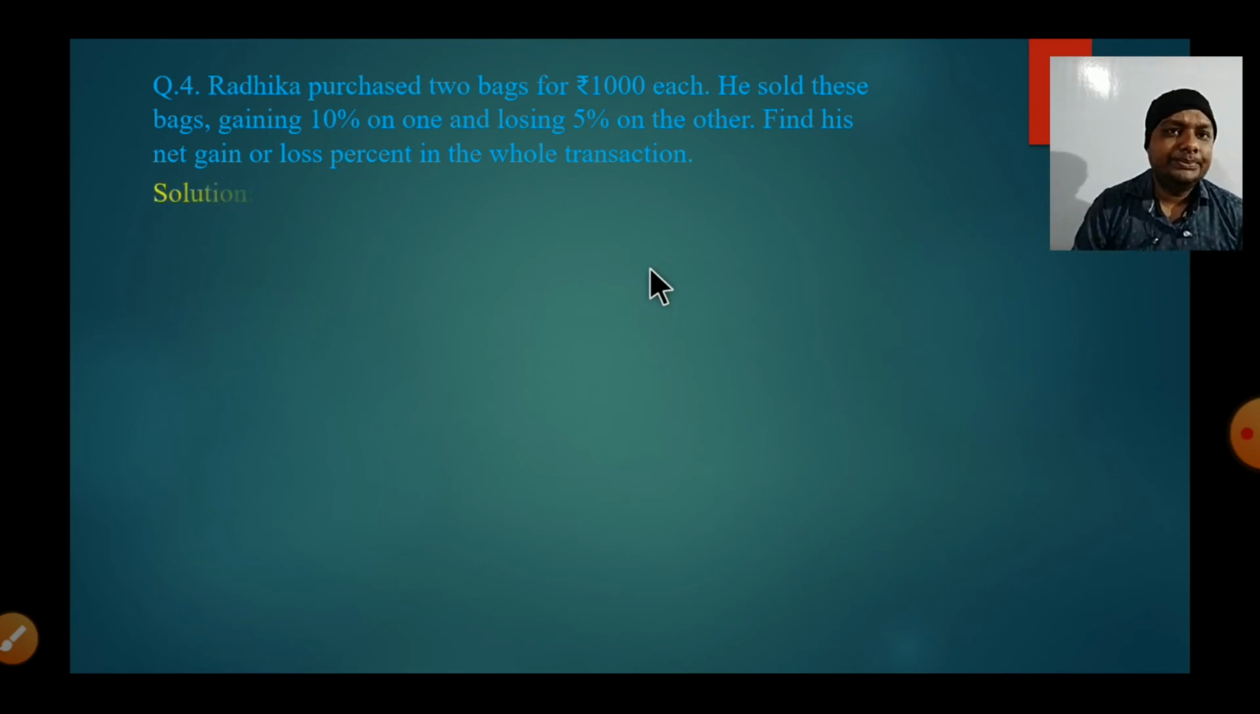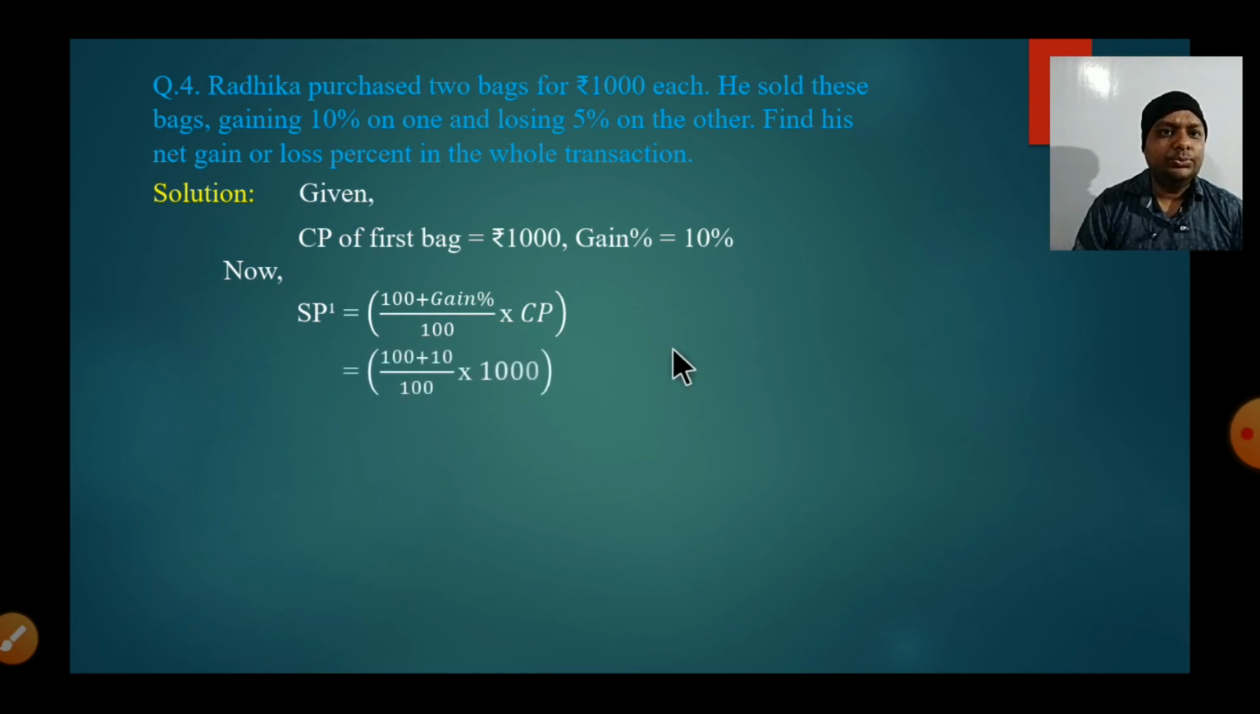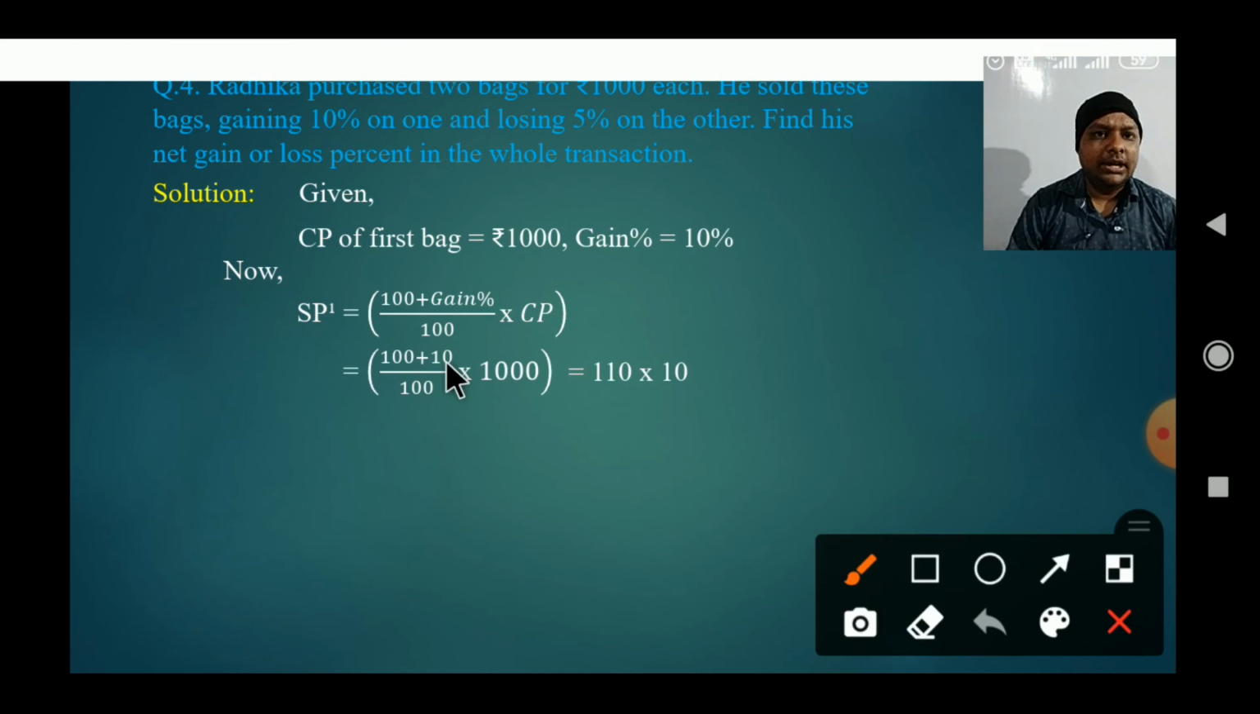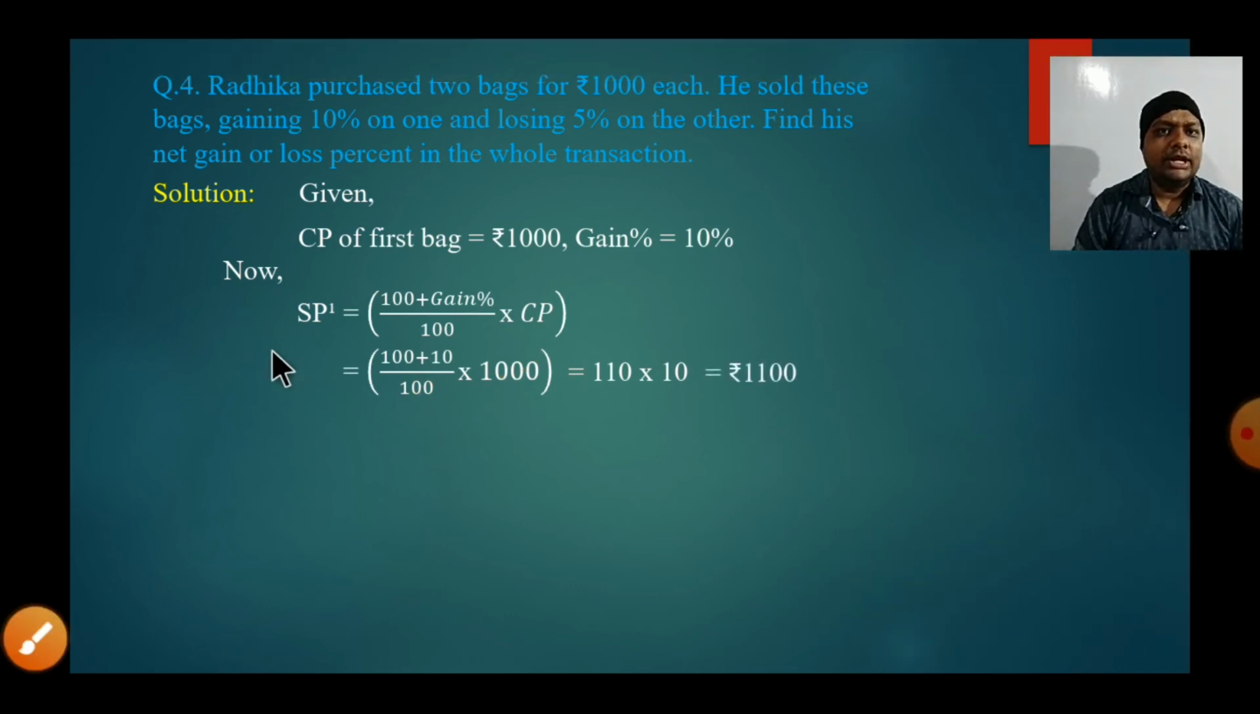Now at first we can say the CP of the first bag is 1000 and on the first bag the gain is 10%. So let's find the SP of the first bag. SP1 means the SP of the first bag: (100 plus gain percent) by 100 into CP. Put the value. Then you will get what? Here the zeros cancel out. 110 into 10 will be 1100. It means 1100 will be the SP of the first bag.